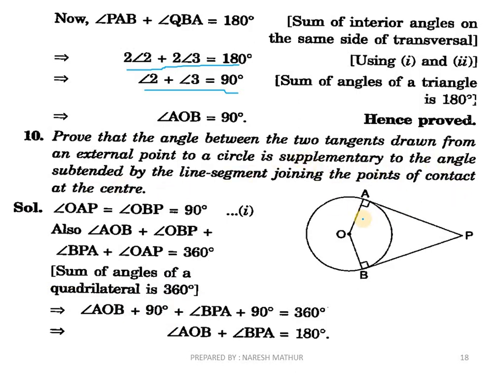In the next one, prove that the angle between the two tangents drawn from an external point to a circle is supplementary to the angle subtended by the line segment joining the points of contact at the center. It's quite easy. We just need to prove that angle AOB plus angle APB equals 180 degrees. Now see here, AOBP is a quadrilateral. The sum of all the four angles must be 360. These two angles are already given as 90 degrees by theorem 10.1. So the sum of these two angles is 180. Then the sum of the remaining two angles will also be 180. Hence they are supplementary. Easy.